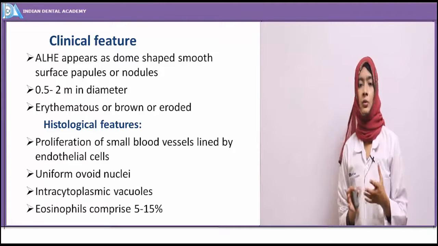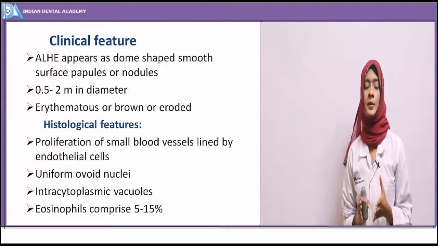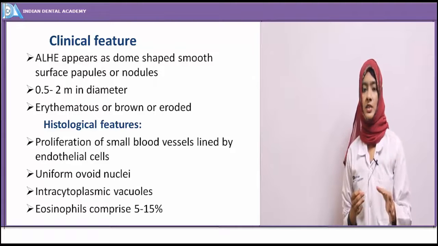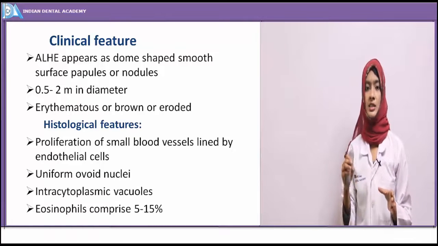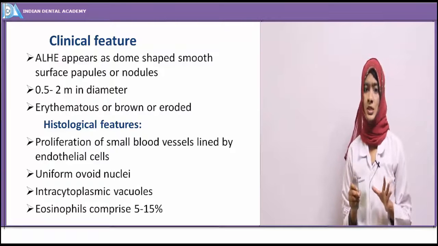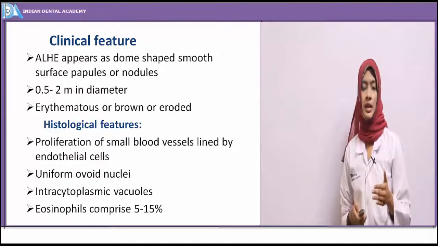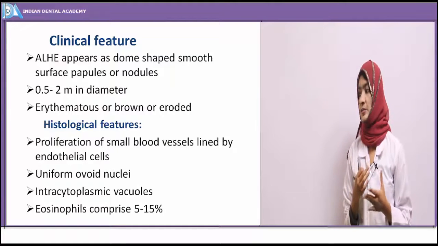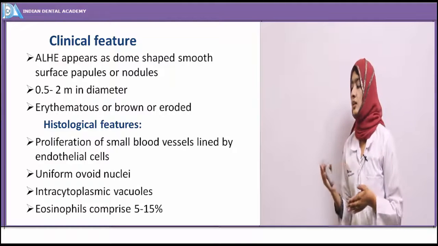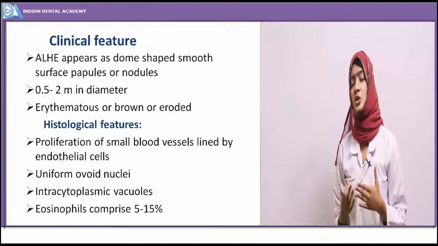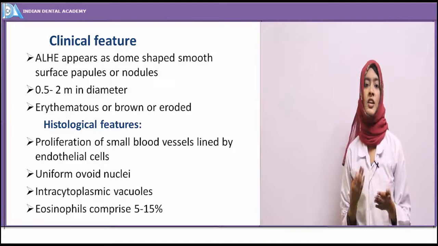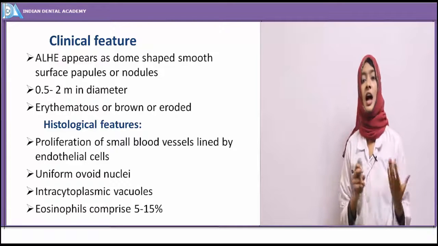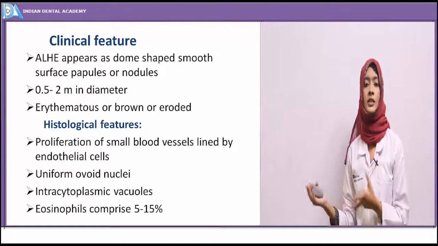The characteristic feature for diagnosing angiolymphoid hyperplasia is the histologic features. Here you see the proliferation of blood vessels. Along the blood vessel proliferation, the endothelial cells will be enlarged, giving a characteristic cobblestone appearance. Inside the endothelial cells, the nuclei will be ovoid, and intracytoplasmic vacuolation will be seen. The connective tissue shows infiltration with eosinophils. The eosinophils comprise about 5 to 15% of the connective tissue. That's why it is called angiolymphoid hyperplasia with eosinophilia.